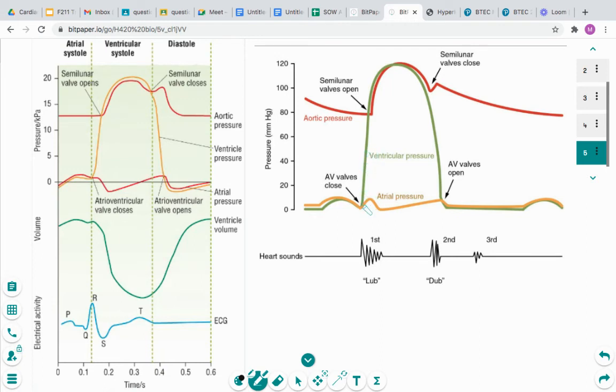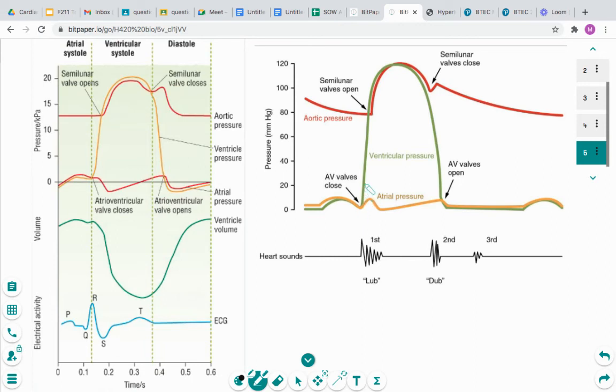So when that contraction occurs, we've got two sounds with our heartbeat: lub dub, lub dub, lub dub. That sound, lub, you are hearing the atrioventricular valve closing. Why is it closing? Because the ventricular pressure is greater than the atrial pressure, because the ventricles are contracting.